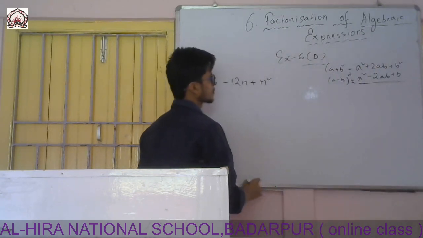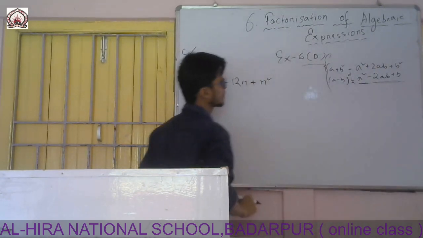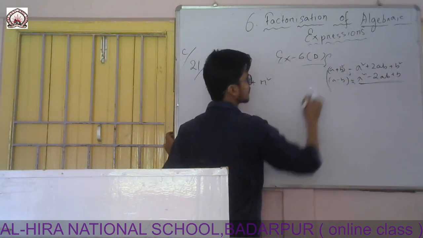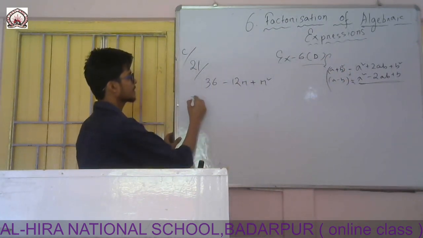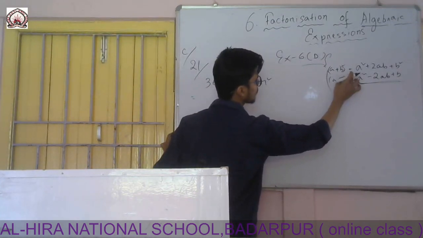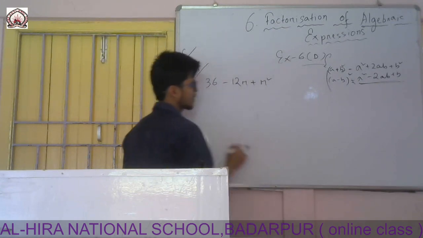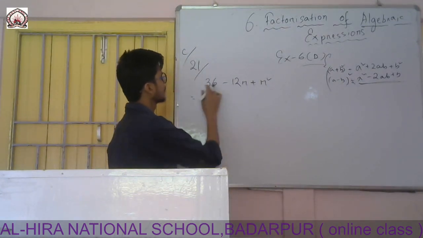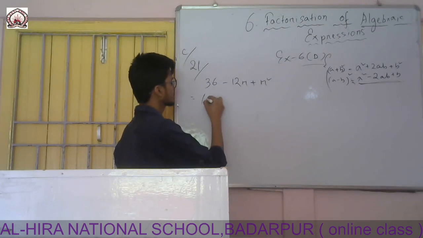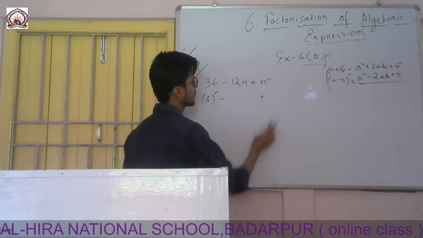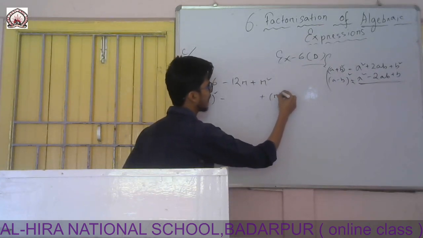Okay, so I have to think of it as (a plus b) whole square. I have to make this one in this form, then I will change it to (a minus b) whole square, and then I can factorize it. First of all, 36 is 6 square. Leave this middle part, go to the last term, r, which is r square.